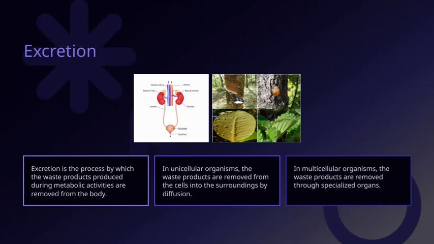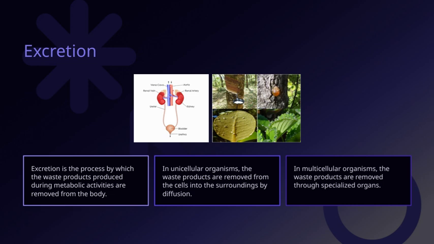In multicellular organisms, the removal of waste products is handled by specialized organs, like the kidneys or liver, that are designed specifically for this purpose. These organs efficiently filter out waste, ensuring the organism stays healthy and balanced. In contrast, unicellular organisms, which are made up of just one cell, rely on a different process called diffusion. Waste products simply pass out of the cell into the surrounding environment naturally, without the need for complex organs.